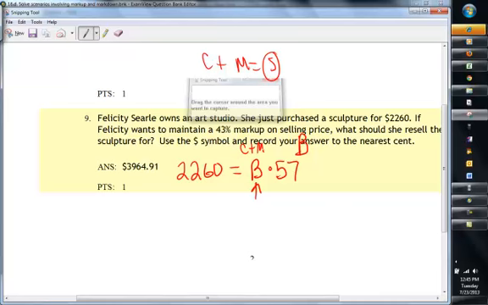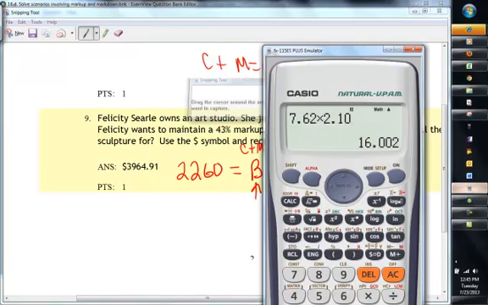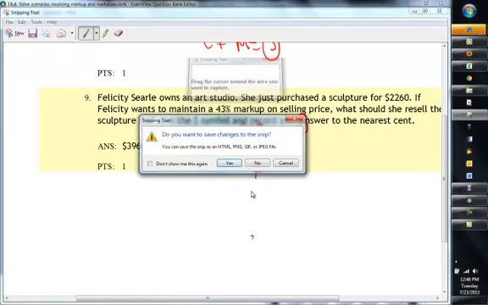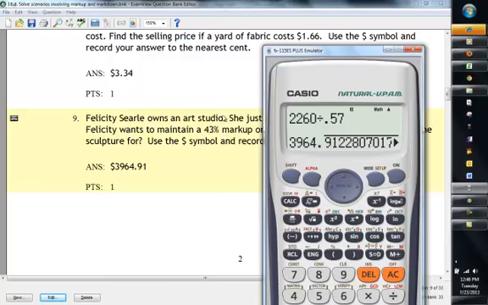Okay. So we are going to take 2260 divided by 0.57, and we get 3964.91. So when it's based on selling price, you've got to subtract to get what the markup is going to be. Next one.